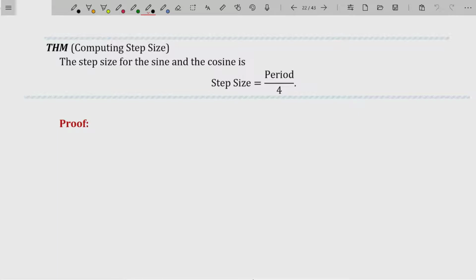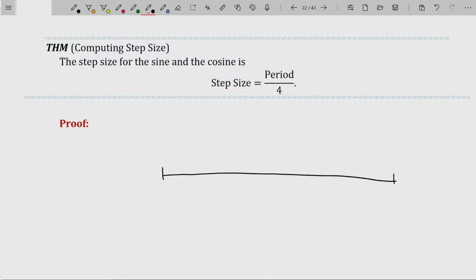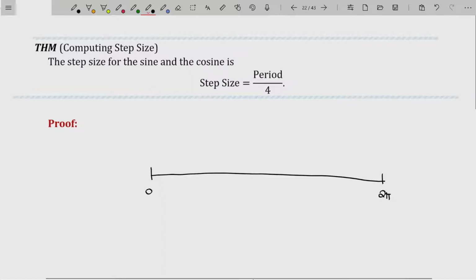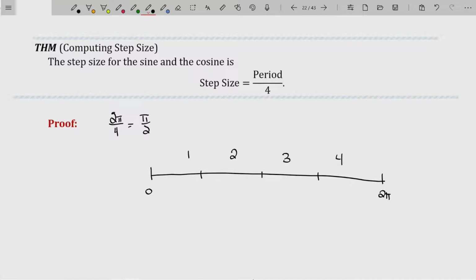How do you compute the step size? Well, the step size for the sine and the cosine is the period over 4. You're dicing up that interval that goes from 0 to 2 pi into 4 pieces. So our period normally is 2 pi. If you divide that by 4, you get pi over 2. And it actually cuts this interval into 4 sections. I apologize, 5 edge points, 4 sections. 1, 2, 3, 4 sections.